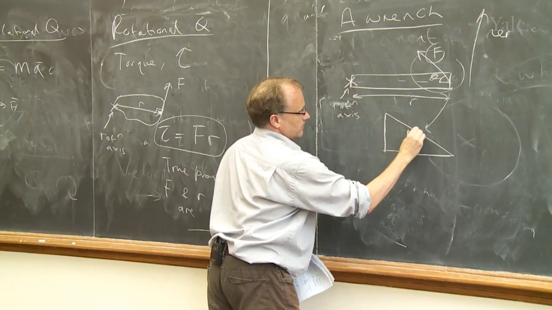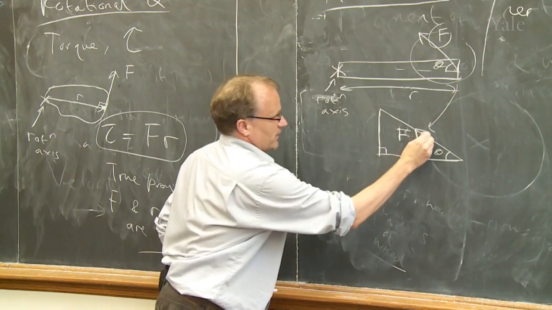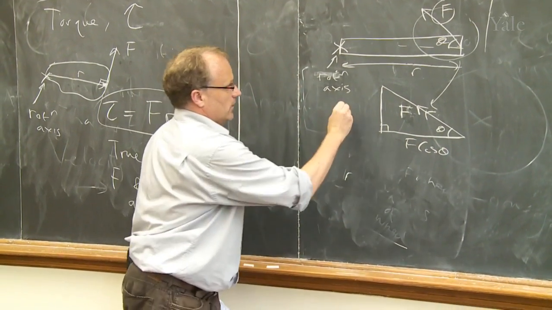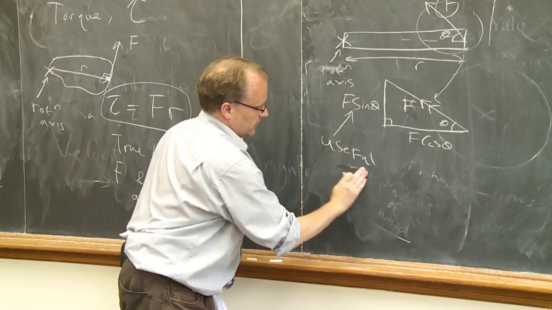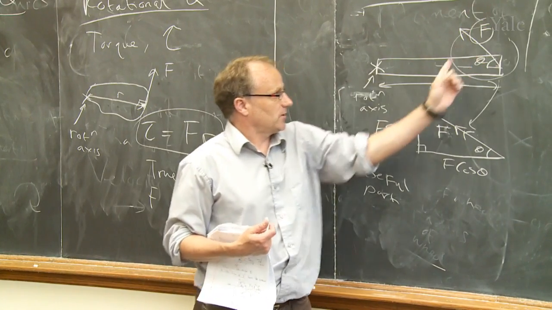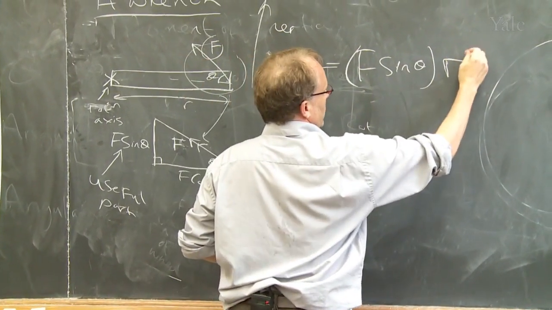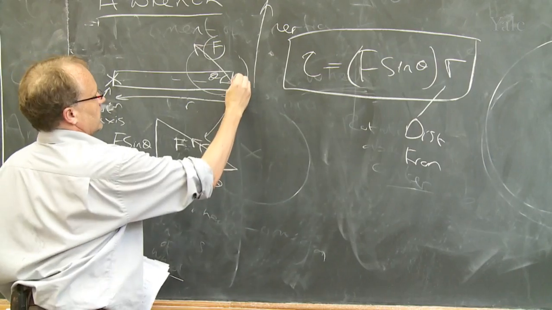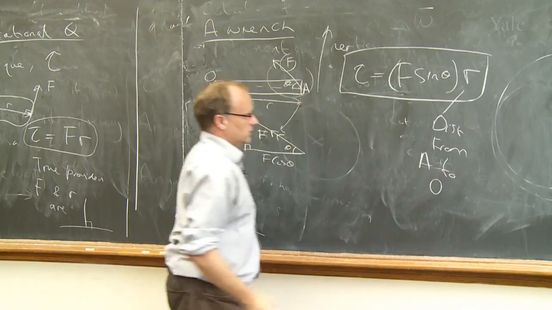Here's my F. Here's my 90 degrees. Here's my theta. If that's F, I can give it two arrows because it's a resultant vector, then this part, as you know, is F cosine theta, and this part is F sine theta. And this is the useful bit, the bit that does work, if you like, or that helps it turn. So if we were to calculate tau from this triangle, it would be F sine theta multiplied by R. So we can simply write tau equals F sine theta multiplied by R, where R is the distance from A to O. Okay? All right.